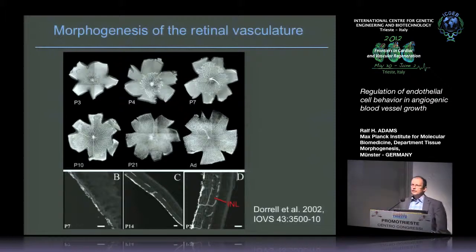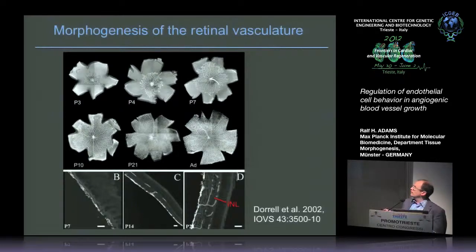The model system I will be talking about is the retina of the mouse, and in the mouse, the vascularization of the retina occurs after birth, so not in the uterus, so that's a great advantage. And what you can see here at different postnatal stages, the vascularization starts here in the center of the retina. That's also where the optic nerve enters, and then progressively extends towards the periphery.